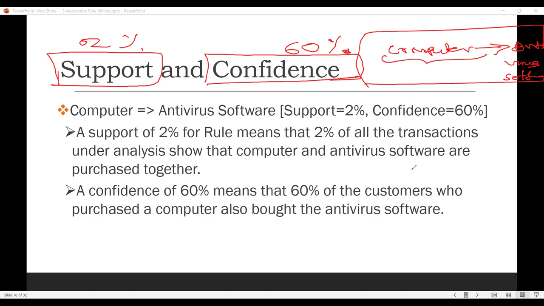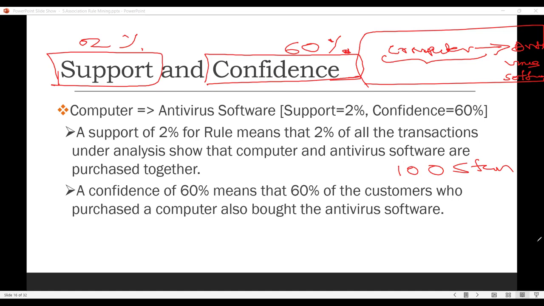Let's say on a particular day, on that hardware electronic shop, 100 transactions happen, right? 100 customers purchase different products. Among these 100 transactions, only 2 transactions include the computer and antivirus software. That is the meaning, right?